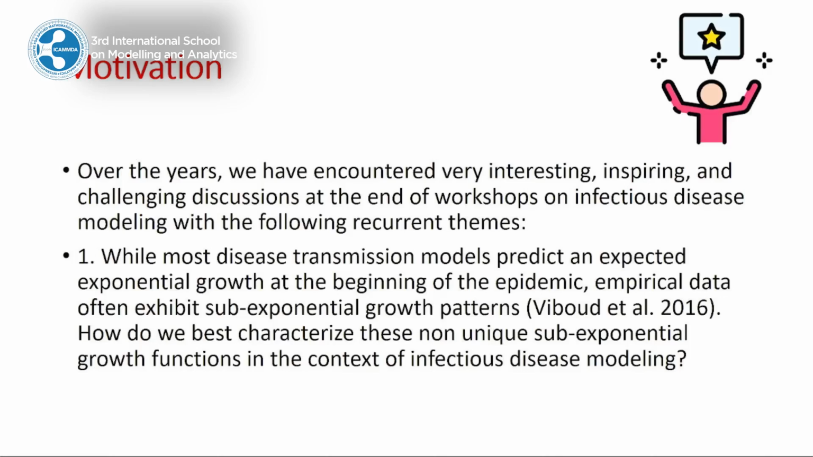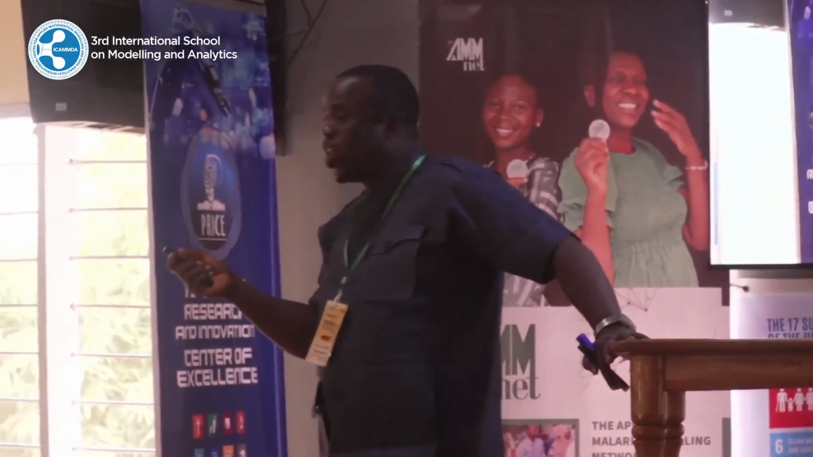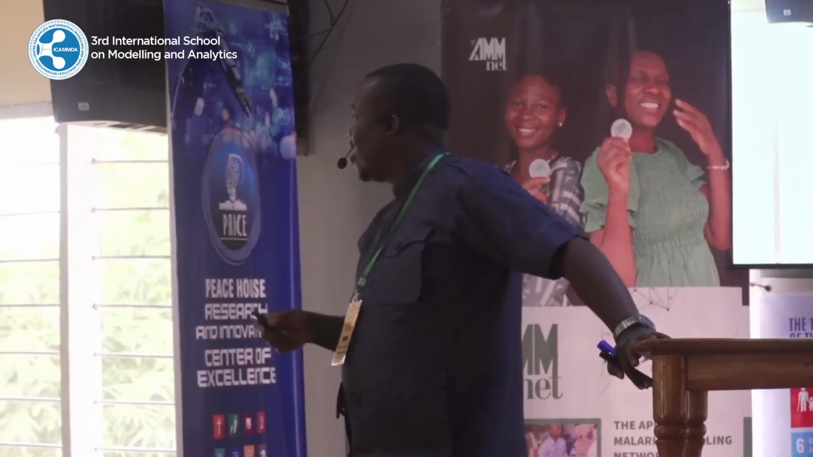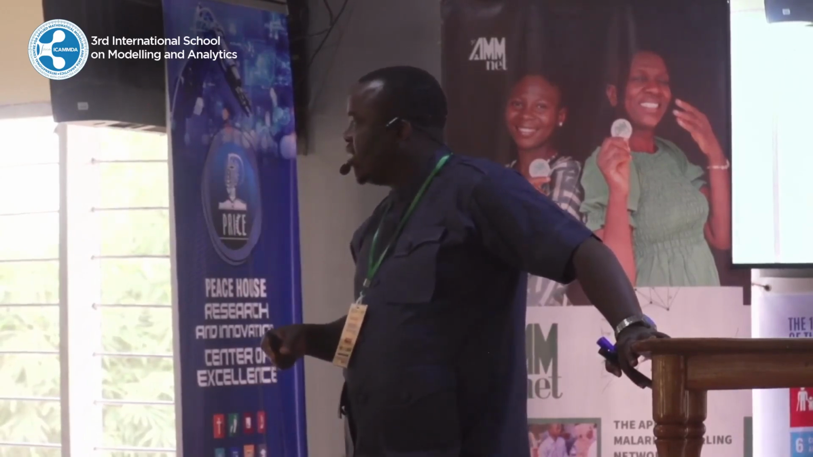One, while most disease transmission models predict an expected exponential growth at the beginning of the epidemic. So what's an epidemic? What kind of outbreak? I don't want a chorus answer. Raise up your hand and tell us. There's a particular word you didn't mention. Yes, I know it's an outbreak. It may not be an infectious disease, it may even be a non-infectious disease. It may be an outbreak of anything, an outbreak of noise. But there's a word.